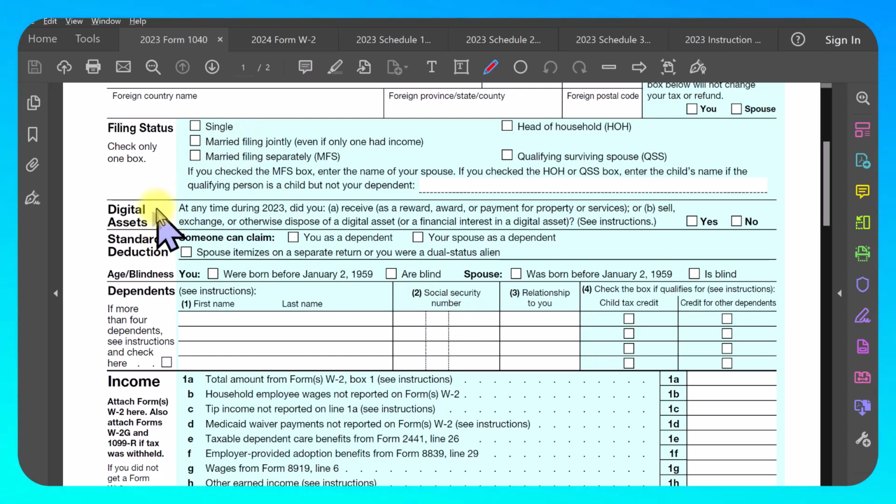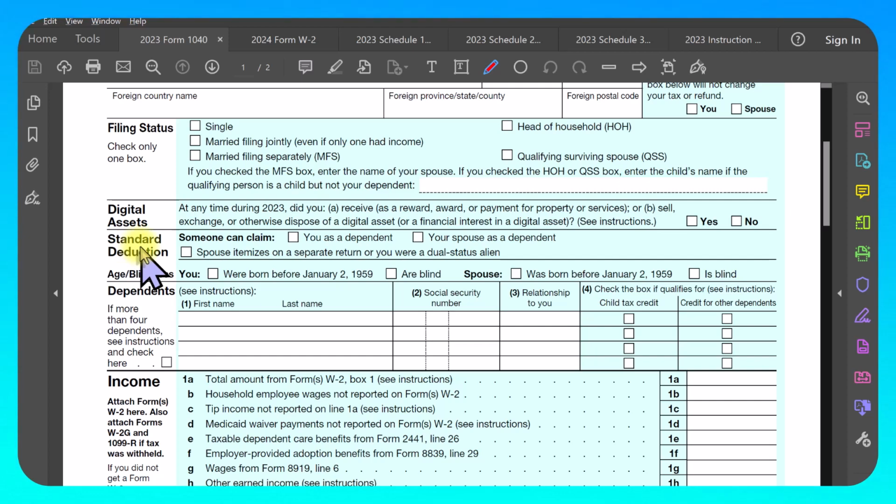Digital assets, this question has been on the form for the past few years. Basically, if you receive cryptocurrency or some type of digital asset like Bitcoin for compensation for doing work, for selling merchandise, that's going to be taxable. Even if you redeem that type of digital asset, sell it, or even exchange it for something else, not even receiving cash, it's still a taxable transaction. Possibly need to calculate out a capital gain or loss.